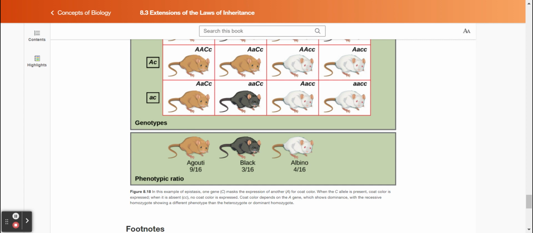When the C allele is present, coat color is expressed. When it is absent, no coat color is expressed. Coat color depends on the A gene, which shows dominance, with the recessive homozygote showing a different phenotype than the heterozygote or dominant homozygote.